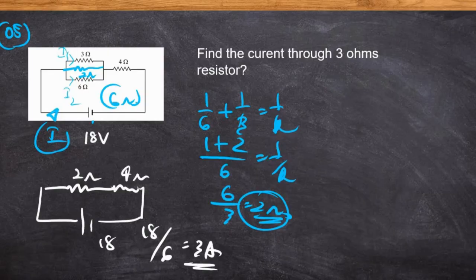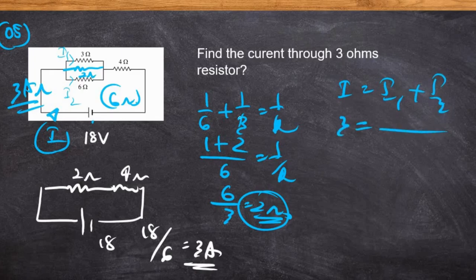So up to this point, we get 3 amperes. From there, it will split into 2 parts, I1 plus I2. So I equals I1 plus I2. 3 equals I1 plus I2. Right.